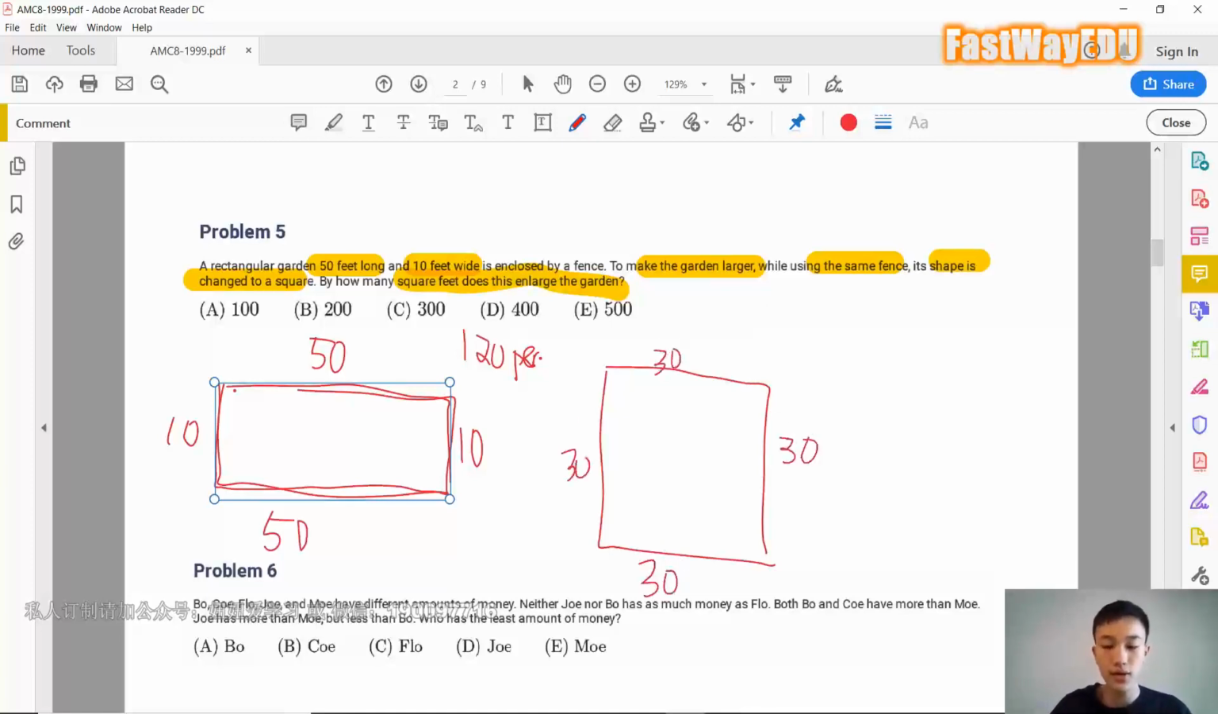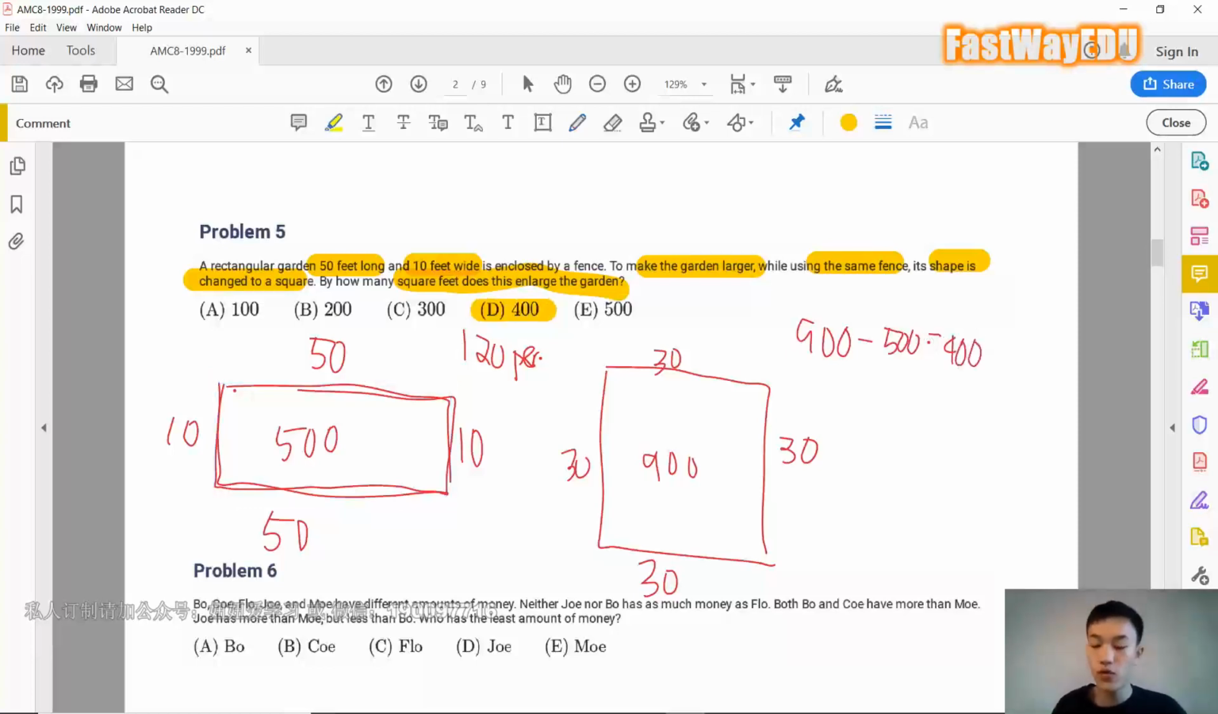Now we can calculate the areas of each. So the area of the rectangular garden, that's length times width. 50 times 10, that's 500. The area of the square, 30 times 30, that's 900. So how much larger is the square? That's 900, the area of the square, minus the area of the rectangle, that is 400. So the garden has been enlarged by 400 square feet, or D.